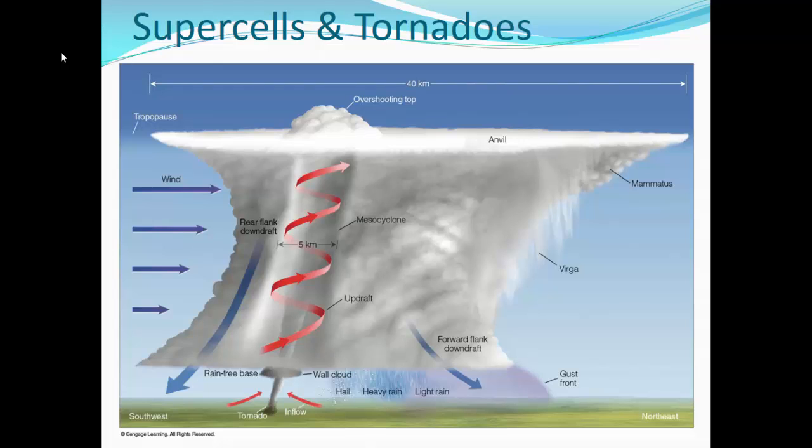You have the anvil top at the tropopause, underneath which you're getting some virga, but you're also getting some mammatus that develops as that rain falls out of those upper levels. The overshooting top up into the stratosphere indicates just how powerful the storm is. We see surface inflow from the south and southwest, and then in the mid-levels into the upper levels, those winds become stronger, helping to tilt that updraft into the vertical.